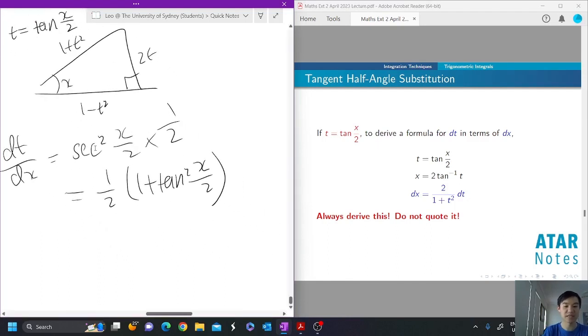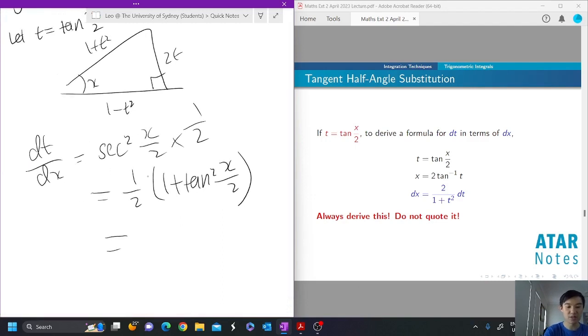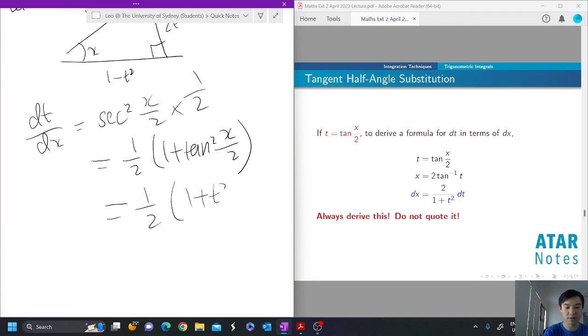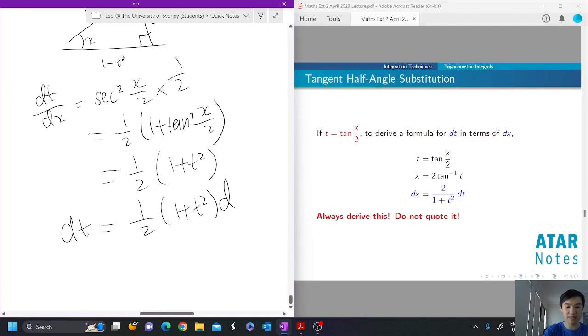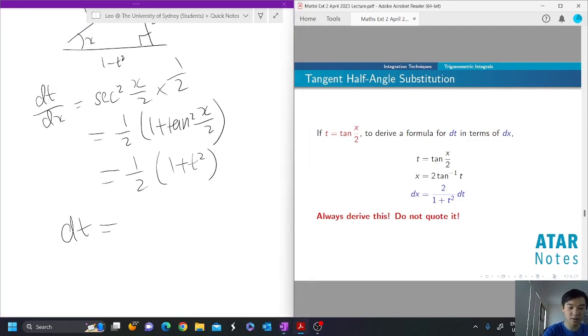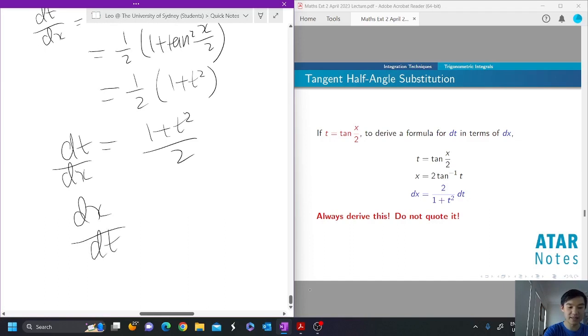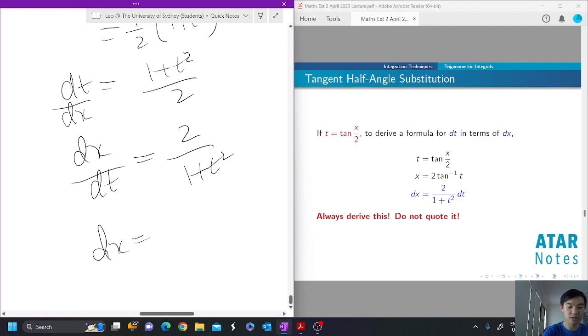So I'm going to change the sec squared into 1 plus tan squared. So that's going to be 1 over 2. We said that t is equal to tan x over 2, so this is 1 plus t squared. So therefore, I could say that dt over dx, that's going to be (1 plus t squared) over 2. So when I flip it, dx over dt is going to be 2 over 1 plus t squared. And hence dx is going to be 2 over 1 plus t squared dt.